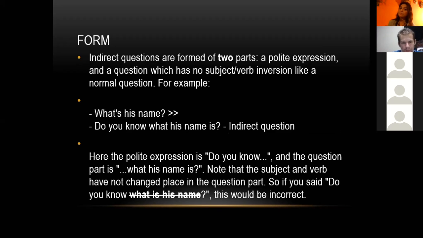What is his name? Do you know what his name is? Okay. Here, the polite expression is, do you know? And the question part is, what his name is? Note that the subject and verb do not change place in the question part. So if you said, do you know what is his name? It's not correct. Y es lo que hizo la compañera, ¿verdad? Puso el is al final. All right, porque el is es el final de la pregunta.